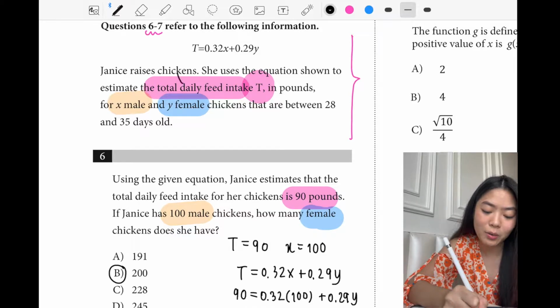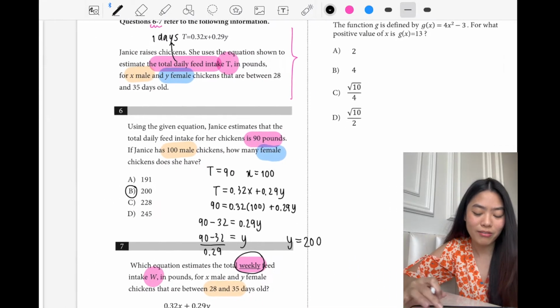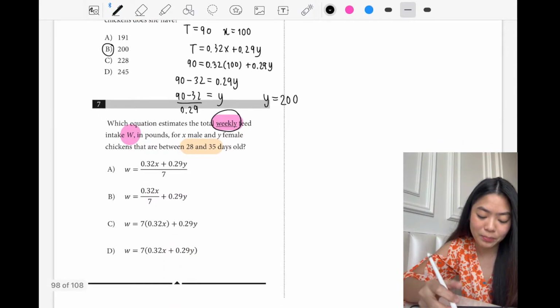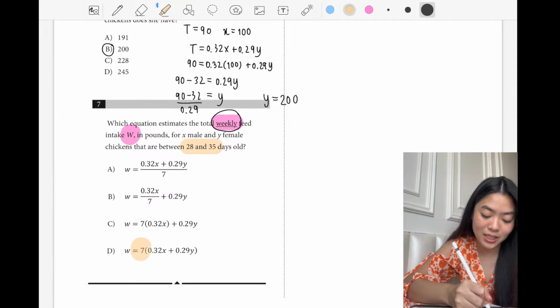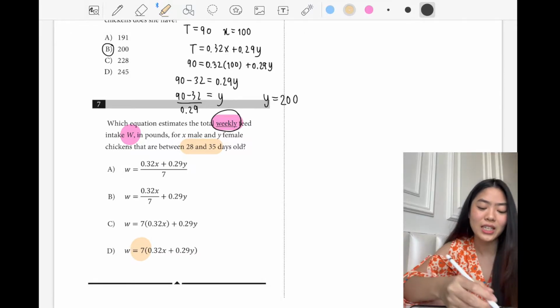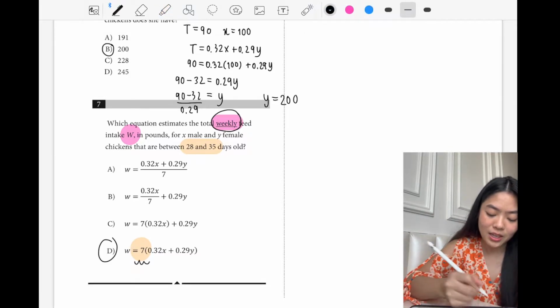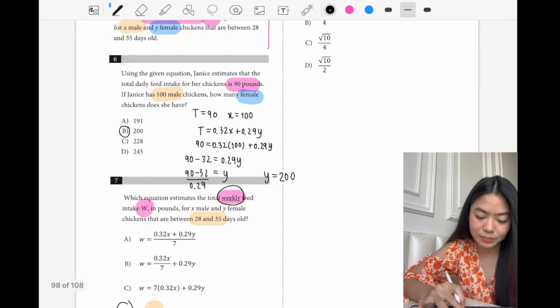Here, it's only in 1 day, but we want 7 days. Then we can find the total by just multiplying it by 7. Okay, because we want 7 days, so we multiply by 7. Then the answer would be D.